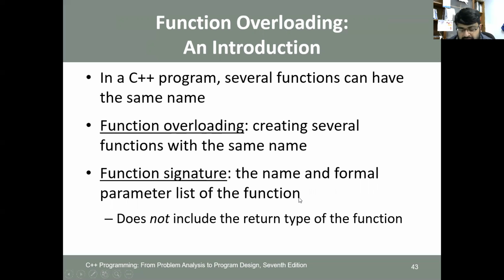When I talked about function prototype, the prototype and the function signature are two different things. In prototype, you have the return type followed by the function signature. In case of function signature, there is no return type. It just involves the name and the formal parameter list of the function.